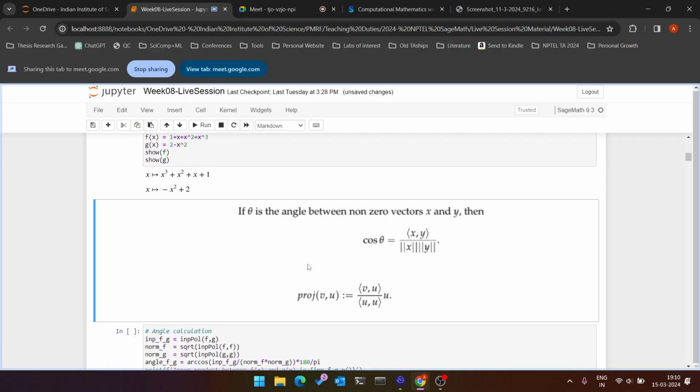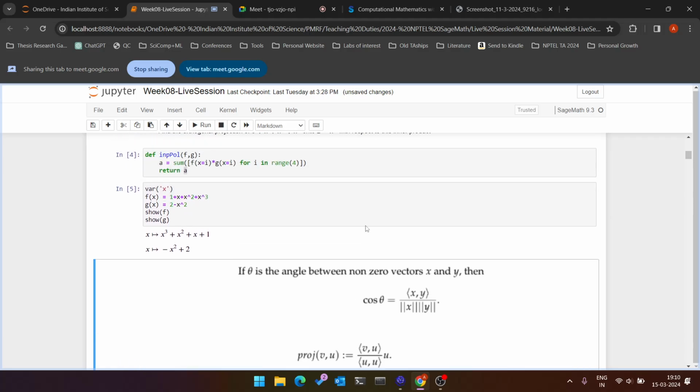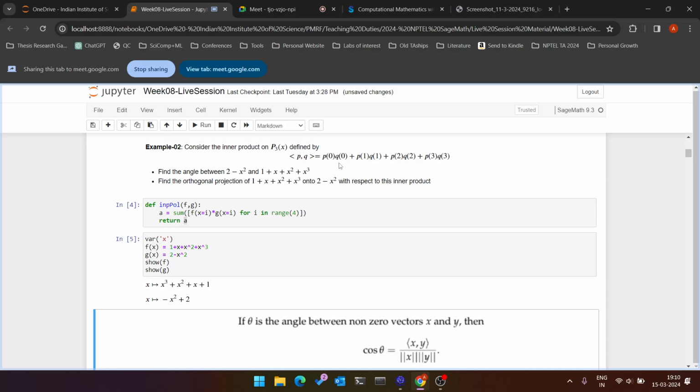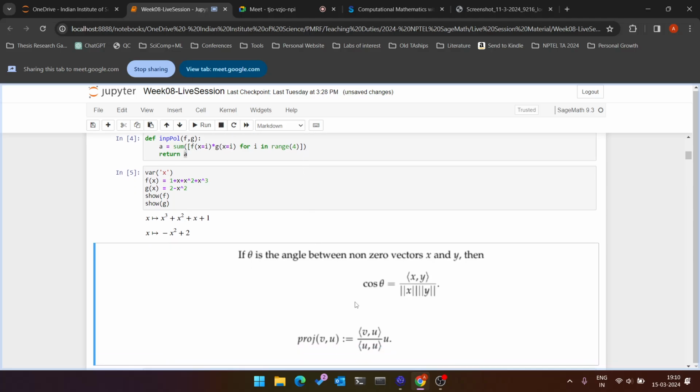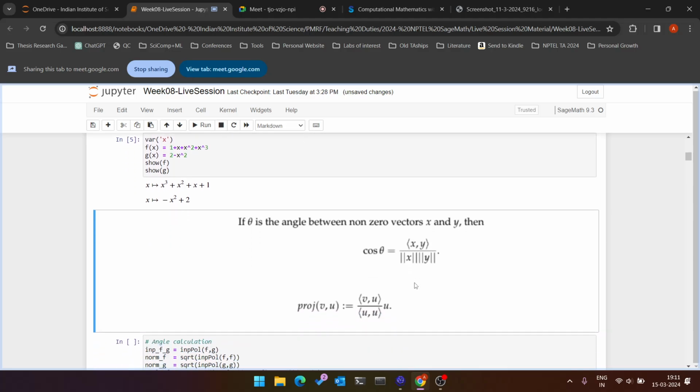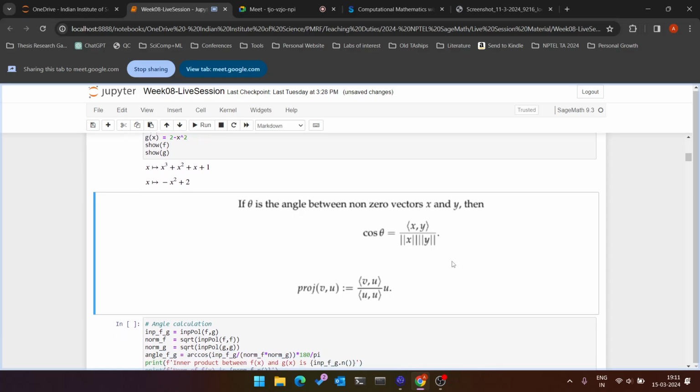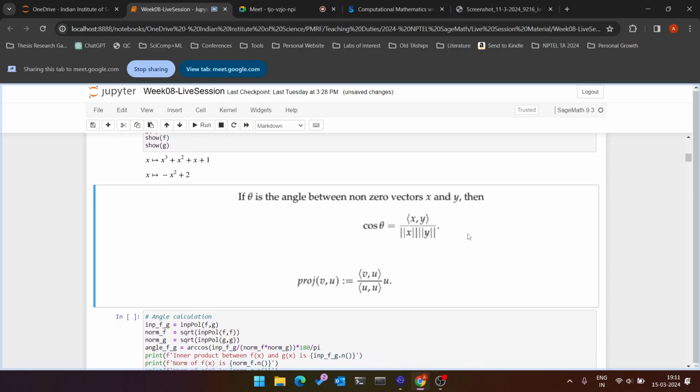To find the angle theta between these two polynomials p and q, we will be using this definition here, where cos of theta is defined as the inner product between the two chosen vectors divided by the product of the norms of those individual vectors.